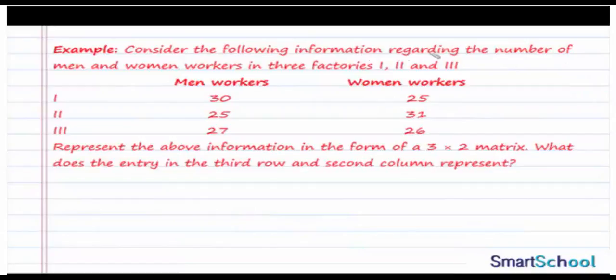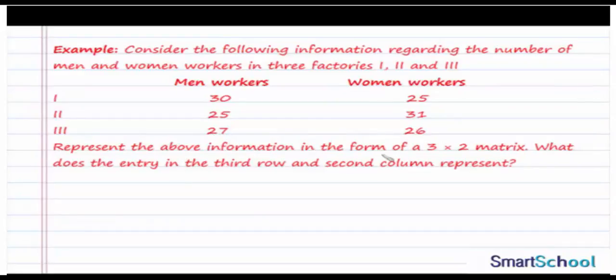Consider the following information regarding the number of men and women workers in 3 factories 1, 2 and 3. So here we have some information regarding the number of men and women workers in 3 factories. In factory 1 there are 30 men workers and 25 women workers. In factory 2 we have 25 and 31. In factory 3 we have 27 and 26.